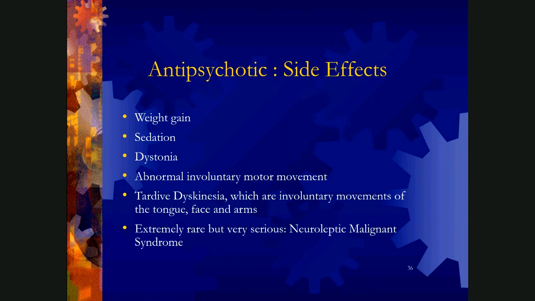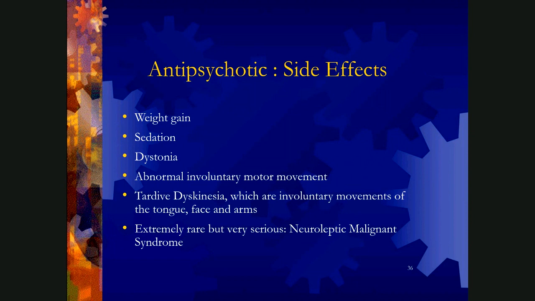Tardive dyskinesia, which are involuntary movements of the tongue or face or arms or even the trunk. And these can happen after long-term use of medications. It's very rare that you see it within a month or two. It's usually when patients have been on this medicine for months or years.